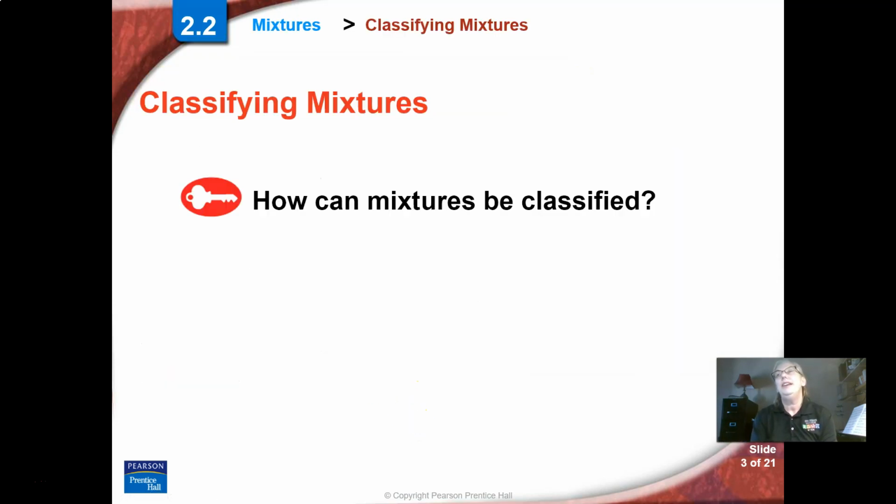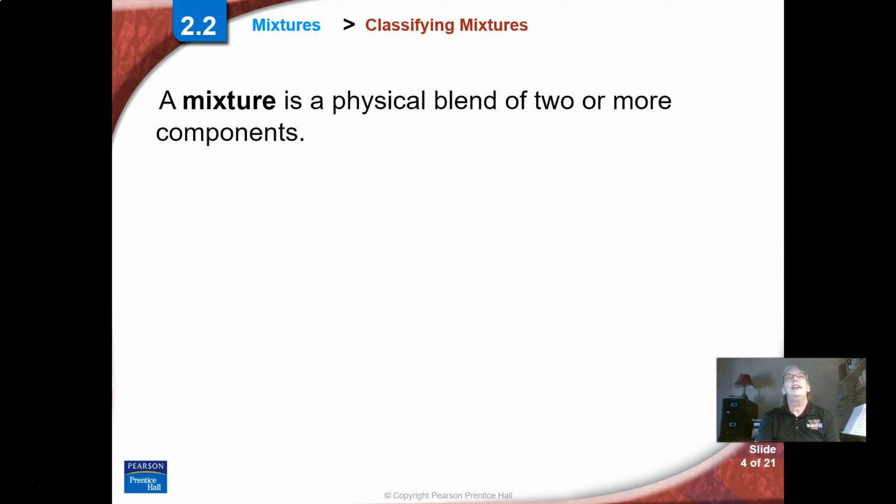So how can we classify mixtures? There's a way that we can figure out what category we're going to call a mixture. So let's define mixture. A mixture is a physical blend of two or more components. These components can be elements or they can be compounds.